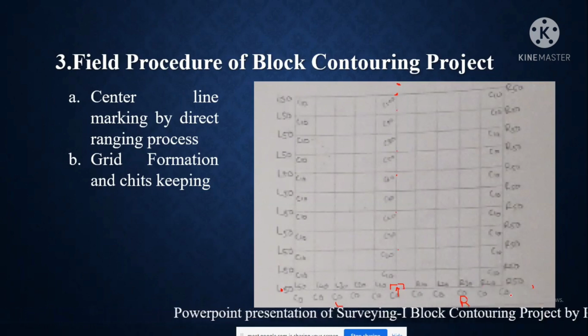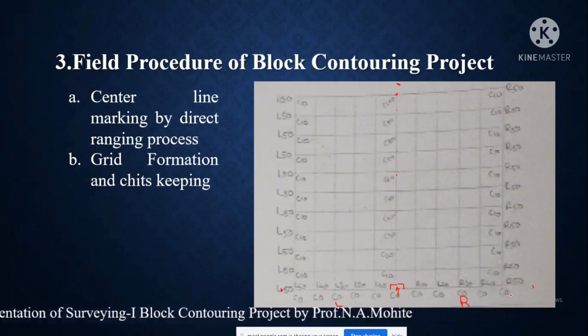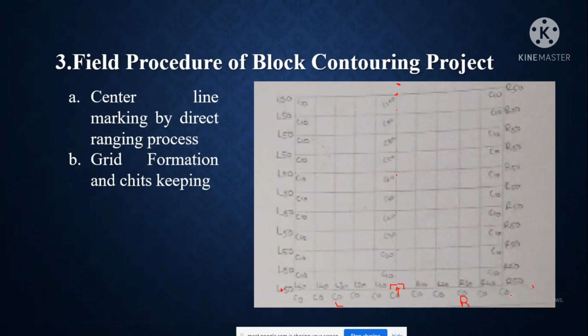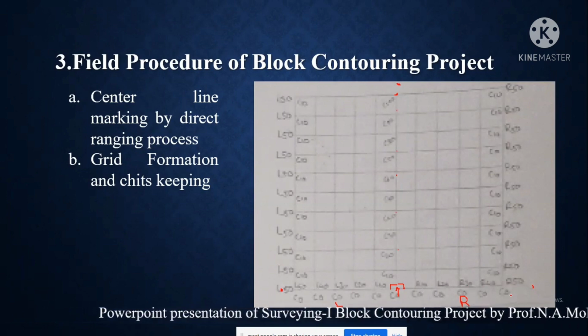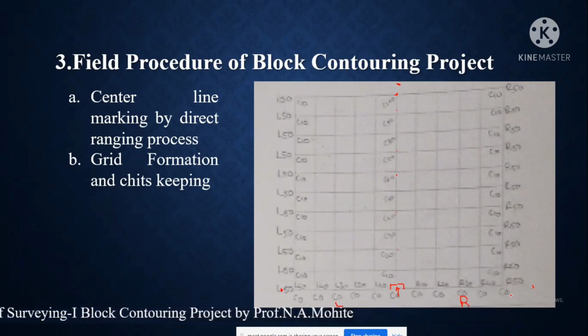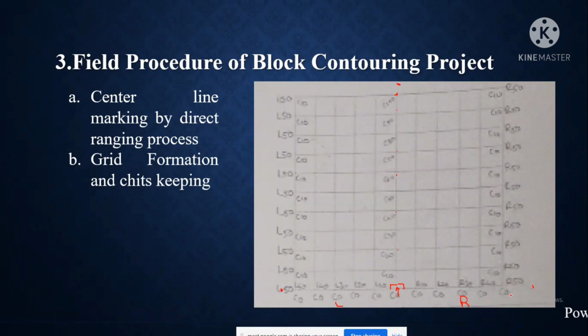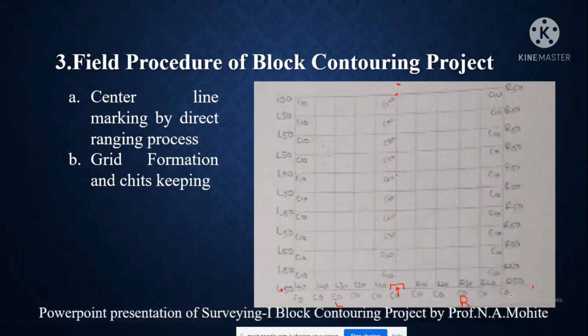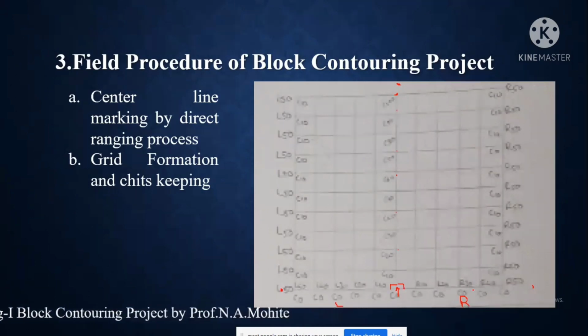So C0 means chainage is 0, and L10 means at a distance of 10 meters on the left hand side. C0, L20 means at chainage 0, it will have a left distance of 20 meters from chainage 0. Correspondingly C0, R10 will be at chainage 0 on the right hand side, 10 meters. So like this, the grid formation is made and the chets will be kept at regular intervals.